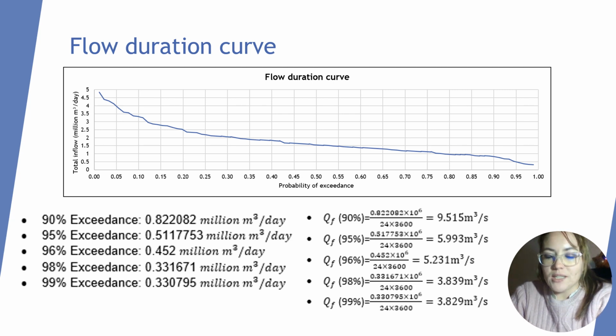For the 90% exceedance, we got 9.515 cubic meters per second. For 95, we got 5.993 cubic meters per second. For 96% exceedance, we got 5.231 cubic meters per second. At 98, we got 3.839 cubic meters per second. And at 99%, we got 3.829 cubic meters per second.